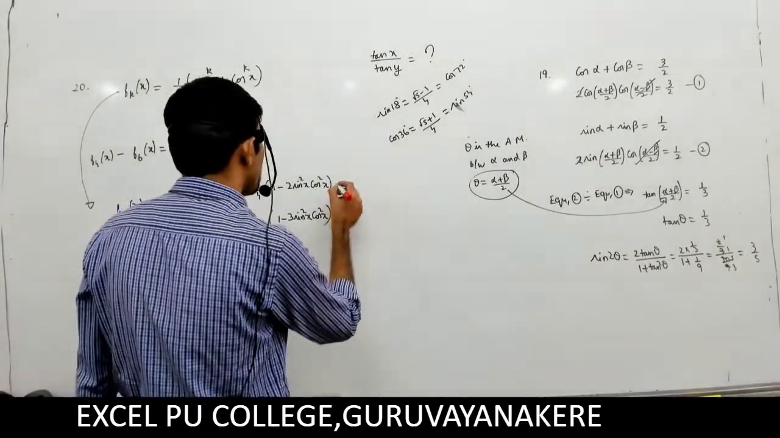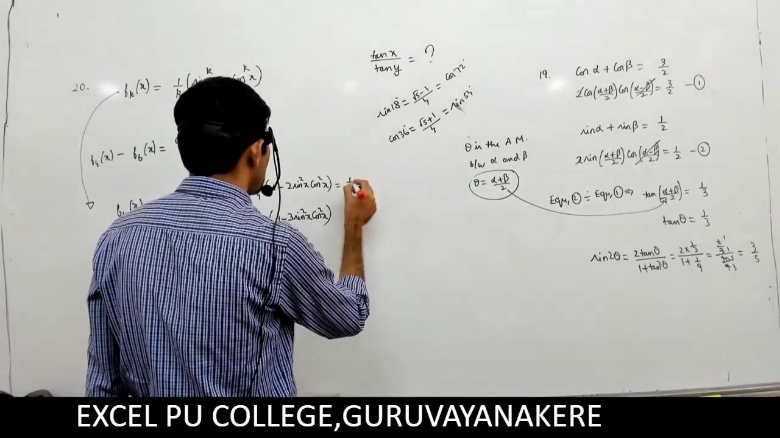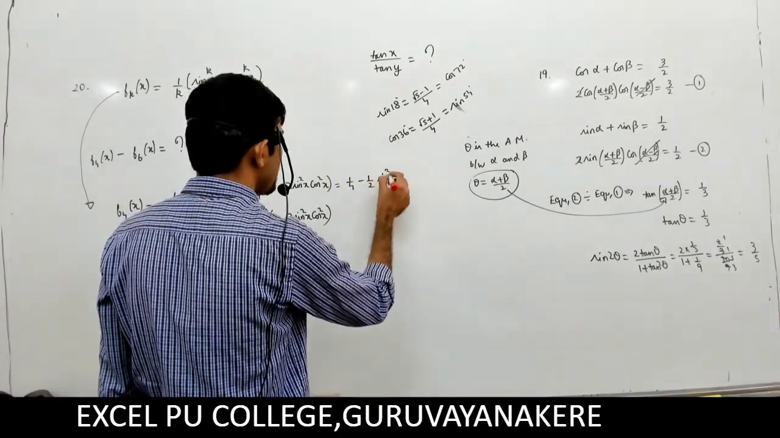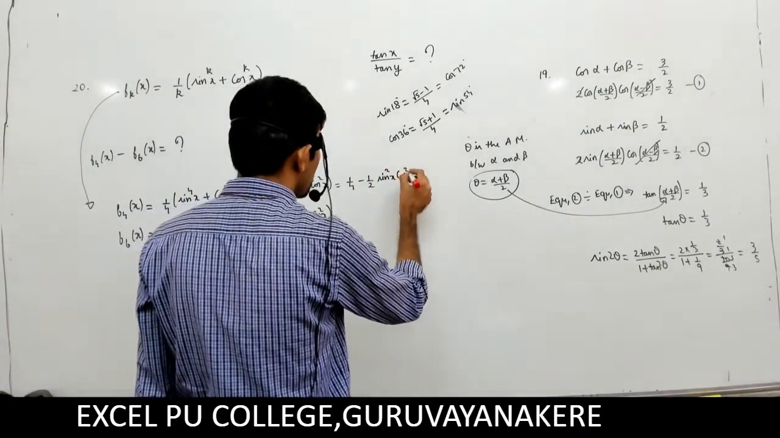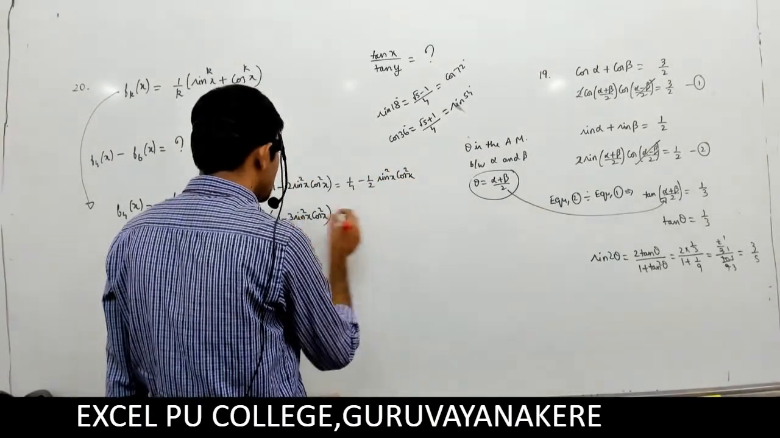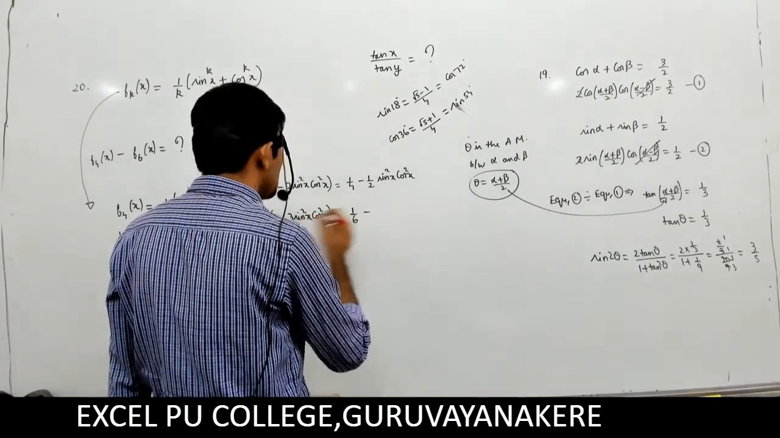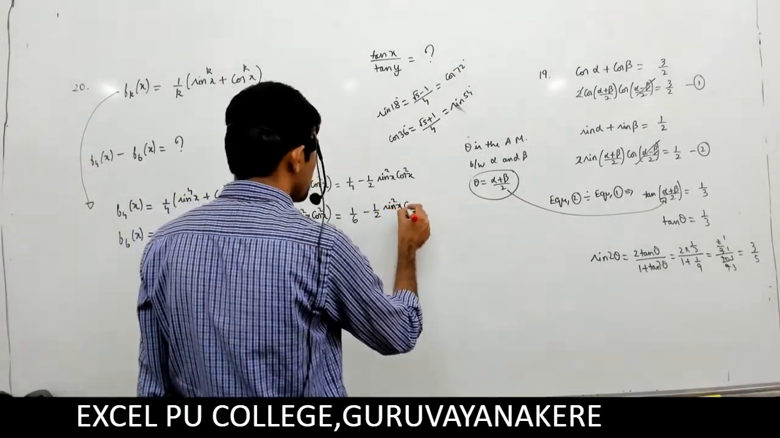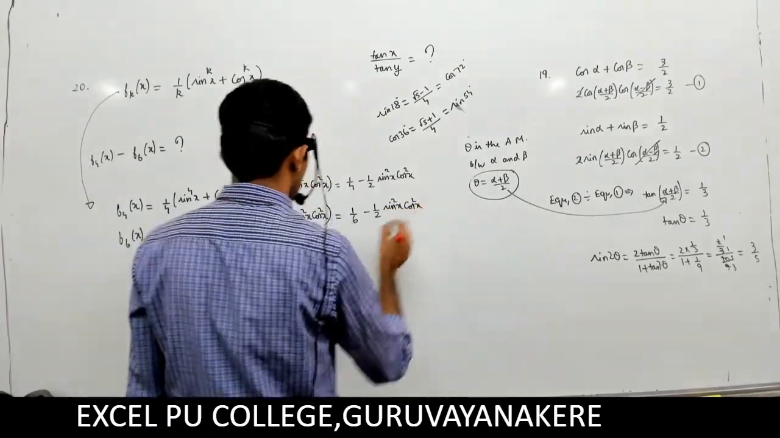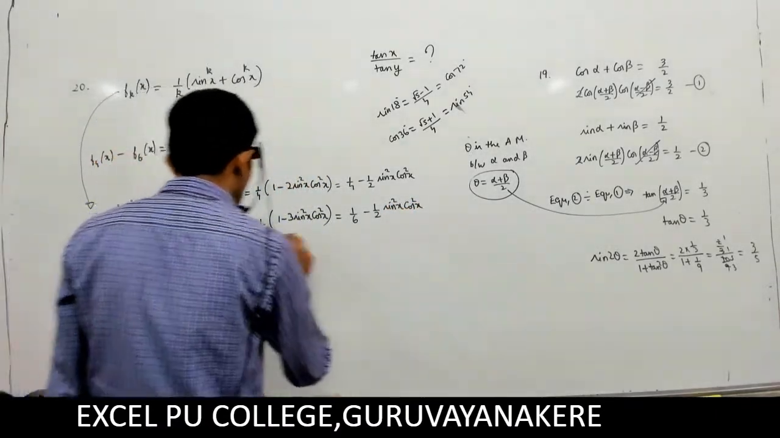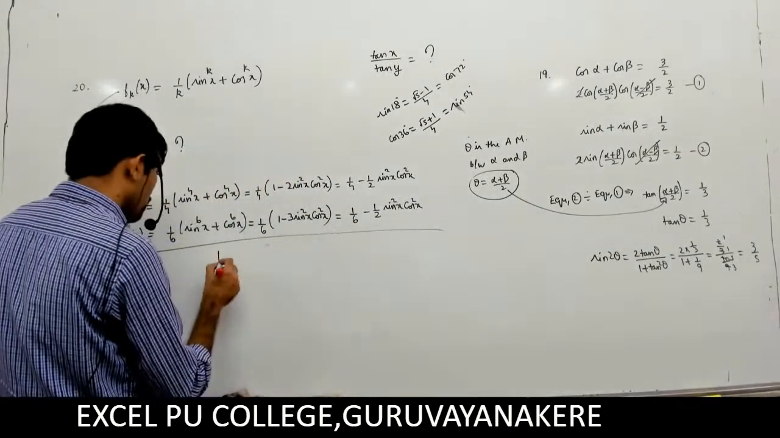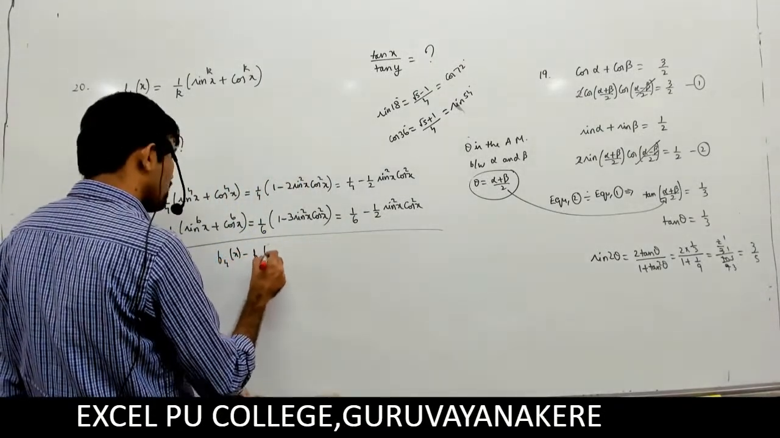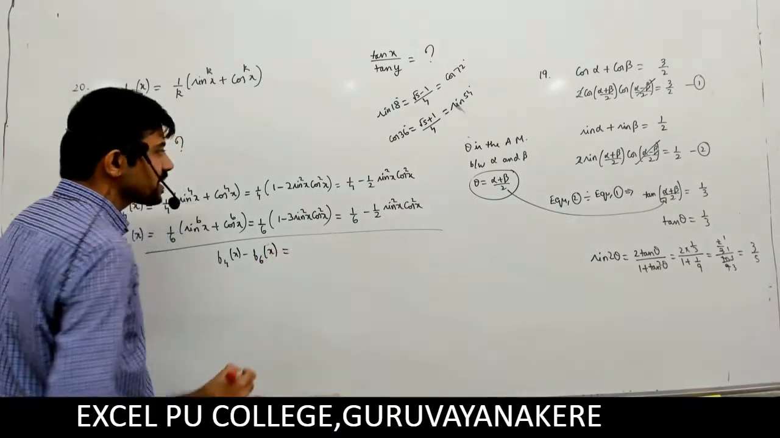Simplify this. 1 by 4 into 1 is 1 by 4 minus 1 by 2 sin square x cos square x. 1 by 6 into 1 is 1 by 6. 3 by 6 is half sin square x cos square x. Now subtract this. You have f4 of x minus f6 of x.